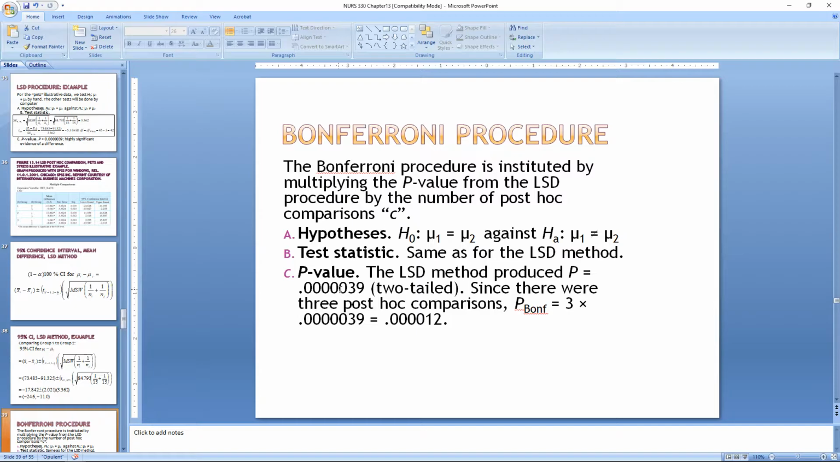The LSD method produces a p-value of 0.000039, two-tailed. Since there were 3 post hoc comparisons, you multiply that number by 3, and then you get your Bonferroni new p-value.